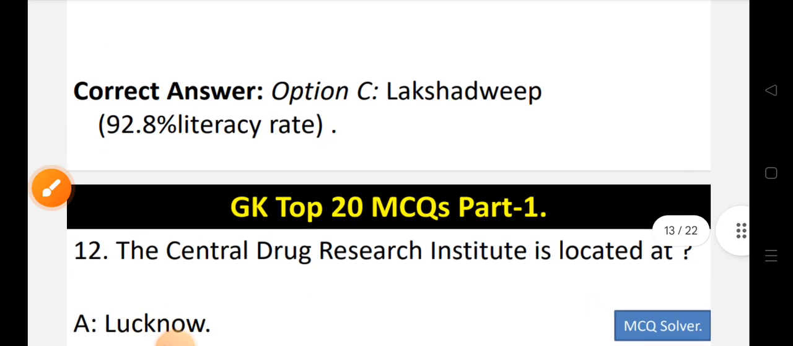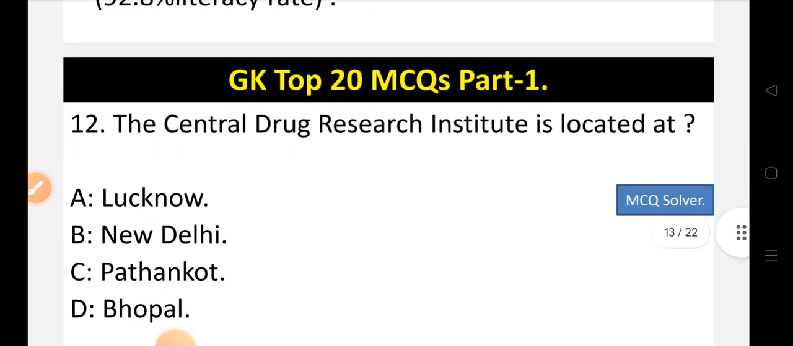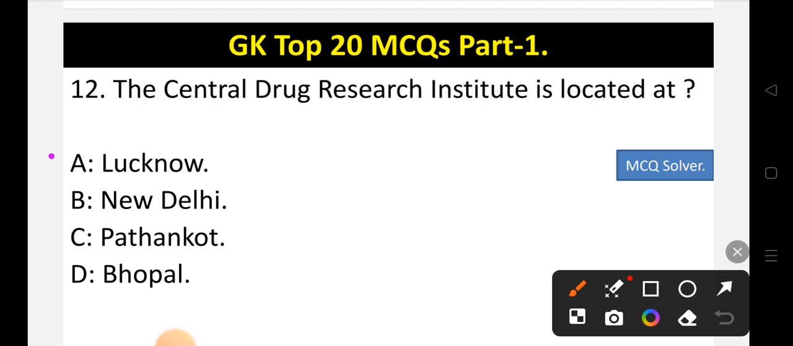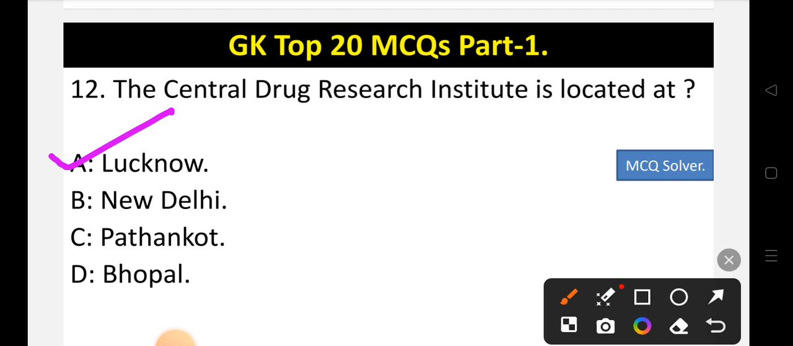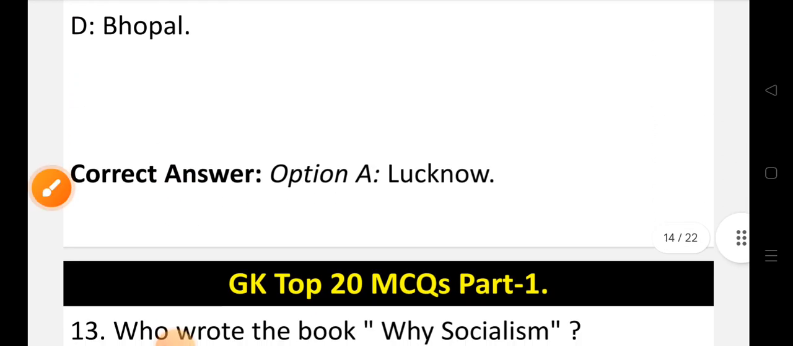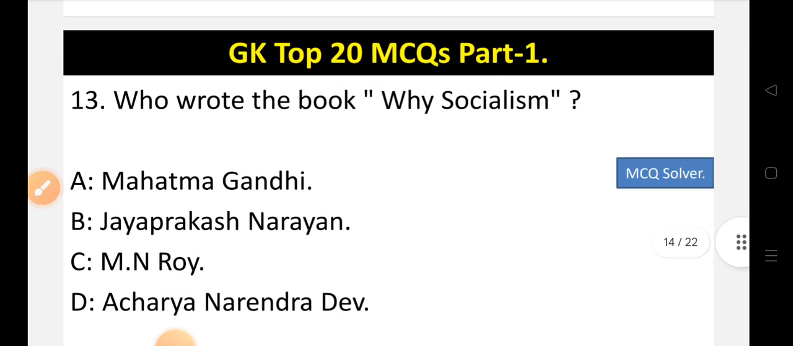Question number 12. The Central Drug Research Institute is located at, the correct option is option A, that is it is located in Lucknow. So in Lucknow, Uttar Pradesh it is located. A is the correct option. Now let's move to question number 13.